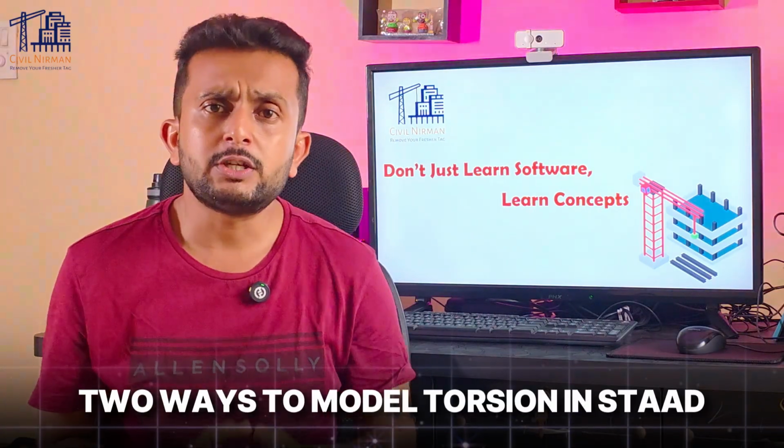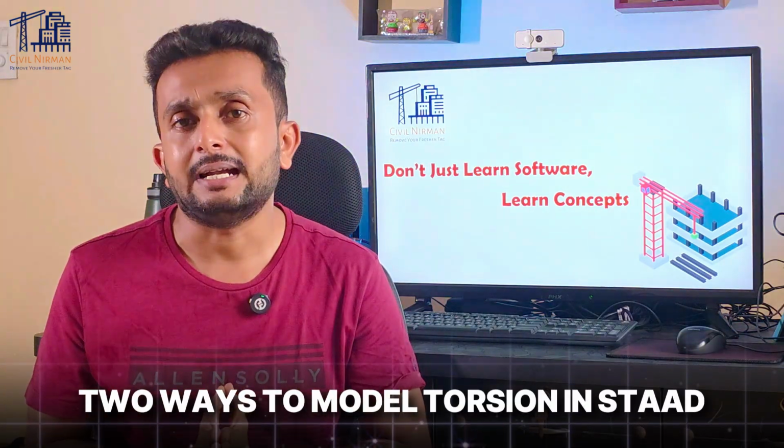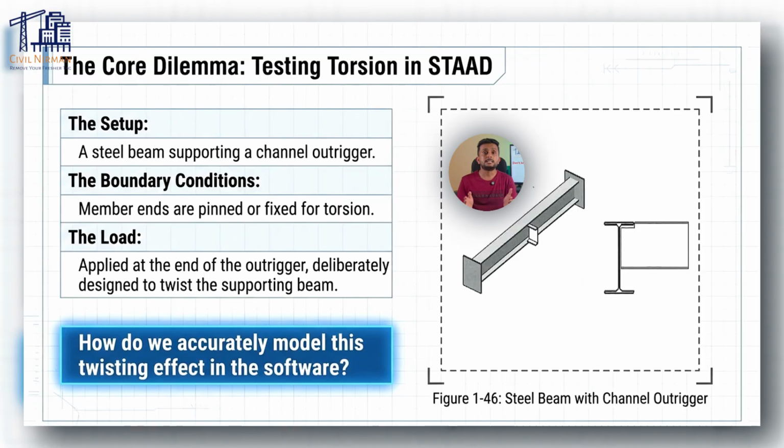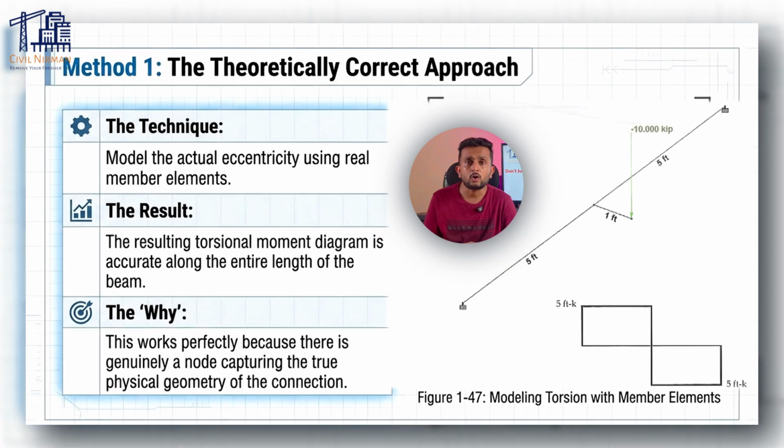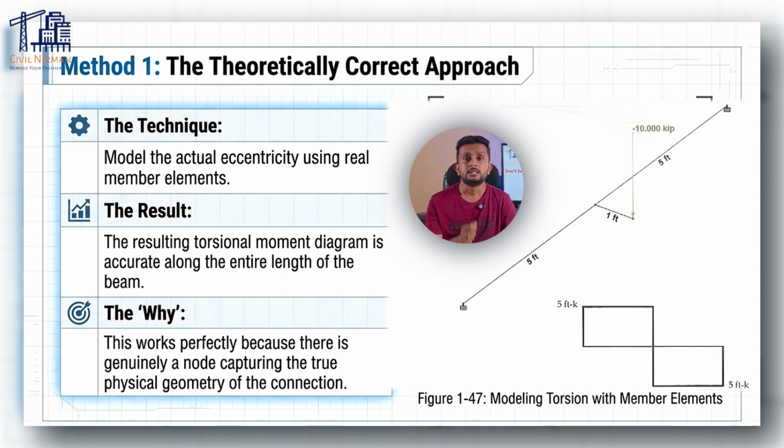Now, there are two ways to model torsion in STAAD. Here is our example: a steel beam with a channel outrigger, member ends pinned or fixed for torsion, with a load applied at the end of the outrigger that will twist the supporting beam. You can check out this figure. Here we are modeling torsion with member elements. See, this is the theoretically correct approach.